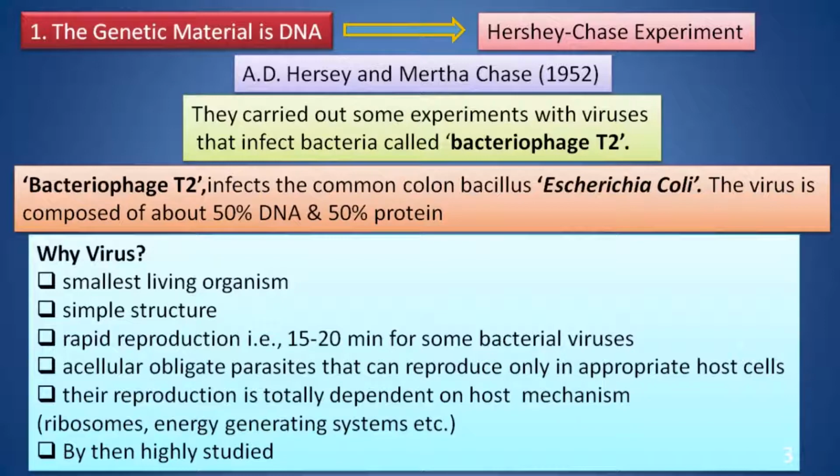So, why did they choose virus? Because it is the smallest living organism and it has a simple structure, and so the reproduction is also very fast. It is around 15 to 20 minutes for some bacterial viruses. Also, it is an obligate parasite that can reproduce only in appropriate host cells, and its reproduction is totally dependent on the host mechanism. And by then, this was the only organism which was highly studied, the virus. And by that time, it was very confusing whether protein was the genetic material or something else was. Many of the scientists were claiming that protein is the genetic material. So let's study about it.